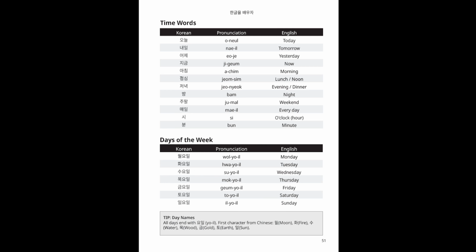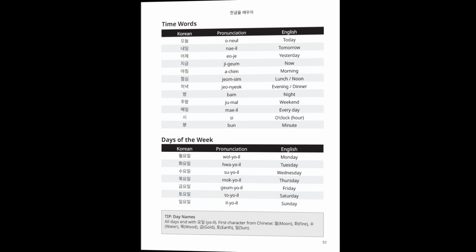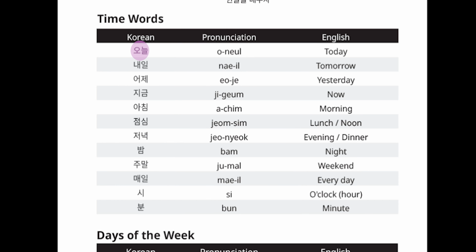You can see the English meaning for each word. I'll read the Korean words to make sure you know how to read them. Listen carefully and repeat several times. 오늘, 내일, 어제, 지금, 아침, 점심, 저녁, 밤, 주말, 매일, 시, 분.